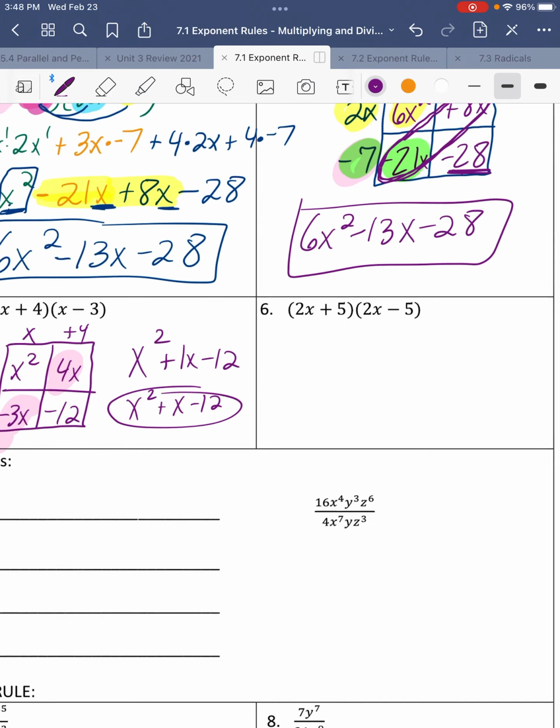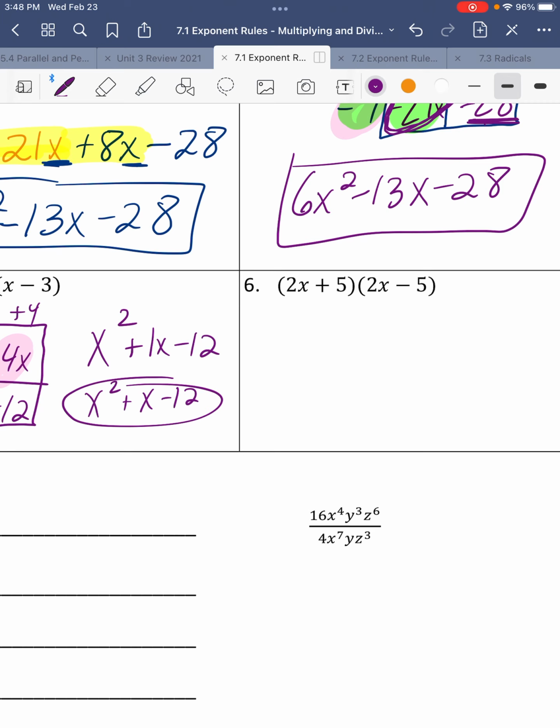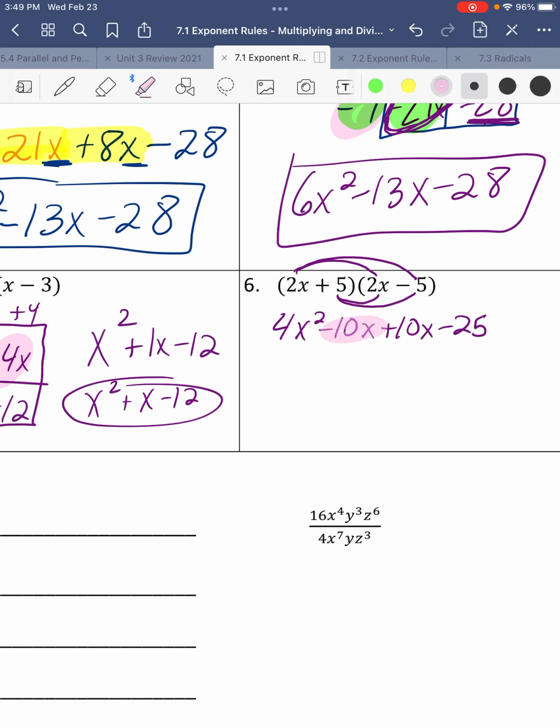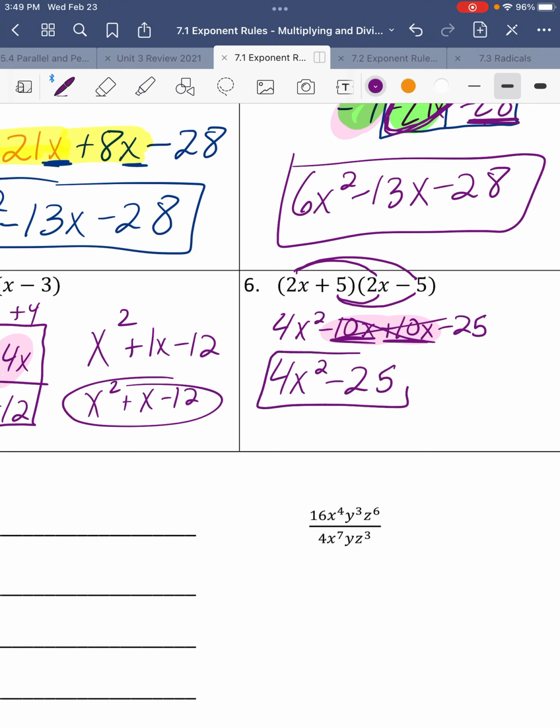I'll do the double distribution way on the number 6. Again, it does not matter which way you work this out. But we do 2x times 2x is 4x squared. 2x times negative 5 is negative 10x. 5 times 2x is 10x. 5 times negative 5 is a negative 25. Look at your like terms. A lot of times you do all multiply in that order. The middle terms will be the like terms. You have 4x squareds. There's no other x squared terms. You have negative 10x plus 10x. Those will actually simplify to 0. And then you have a subtract 25 left. And there you go. There's your final answer.